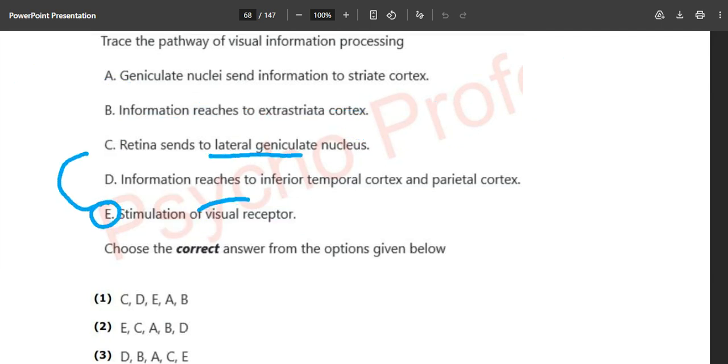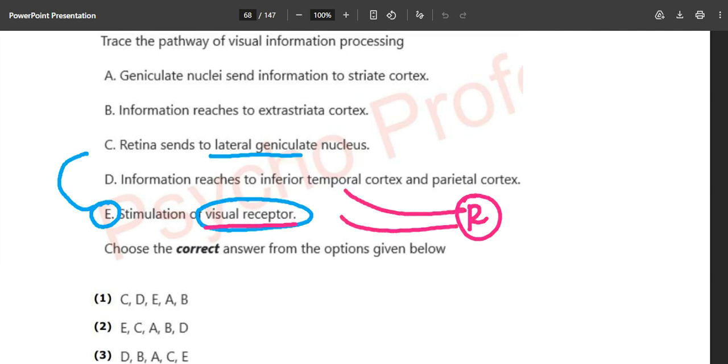Then, where are the visual receptors located? They are located in the retina. So our first point of contact will be the retina. Then the retina sends to the lateral geniculate nucleus.